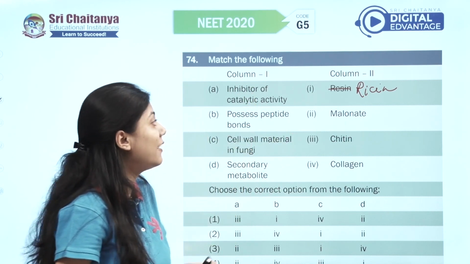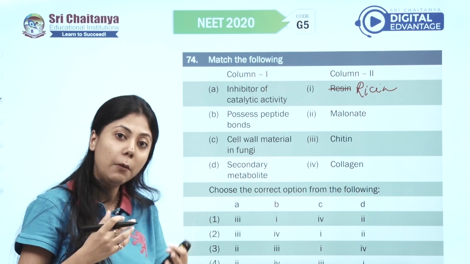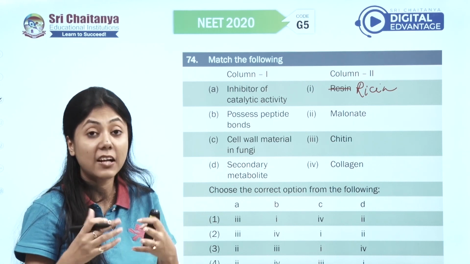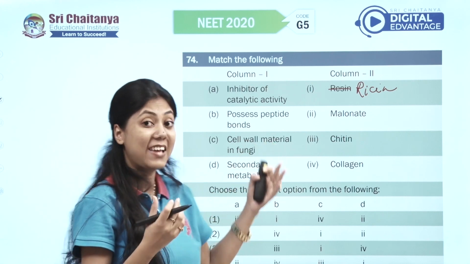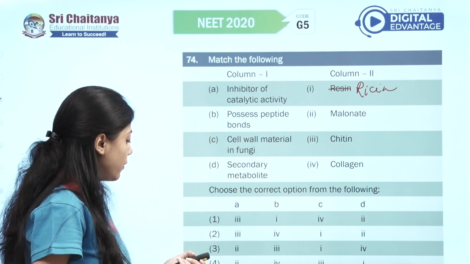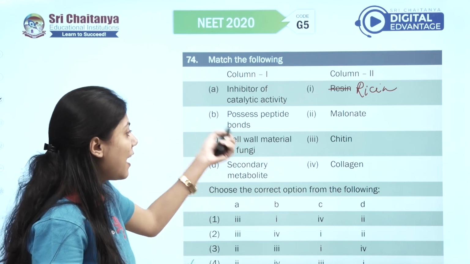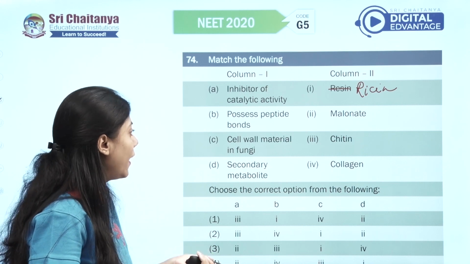Inhibitor of catalytic activity, I told you already, malonate ions. It is a competitive inhibitor of succinate dehydrogenase and it can inhibit its activity. So the correct answer is option number 4, as I have already mentioned, right?